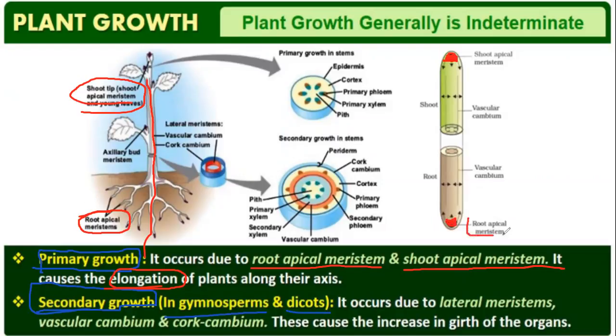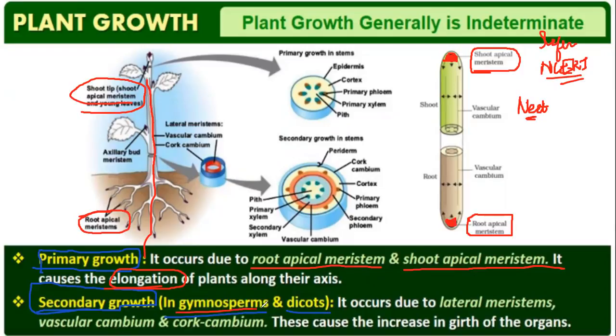Okay, a very frequently asked question: root apical meristem and shoot apical meristem. You can expect this. This diagram is given in your NCERT textbook, so please refer to it. You can write over there, refer. Okay, can or cannot be asked.